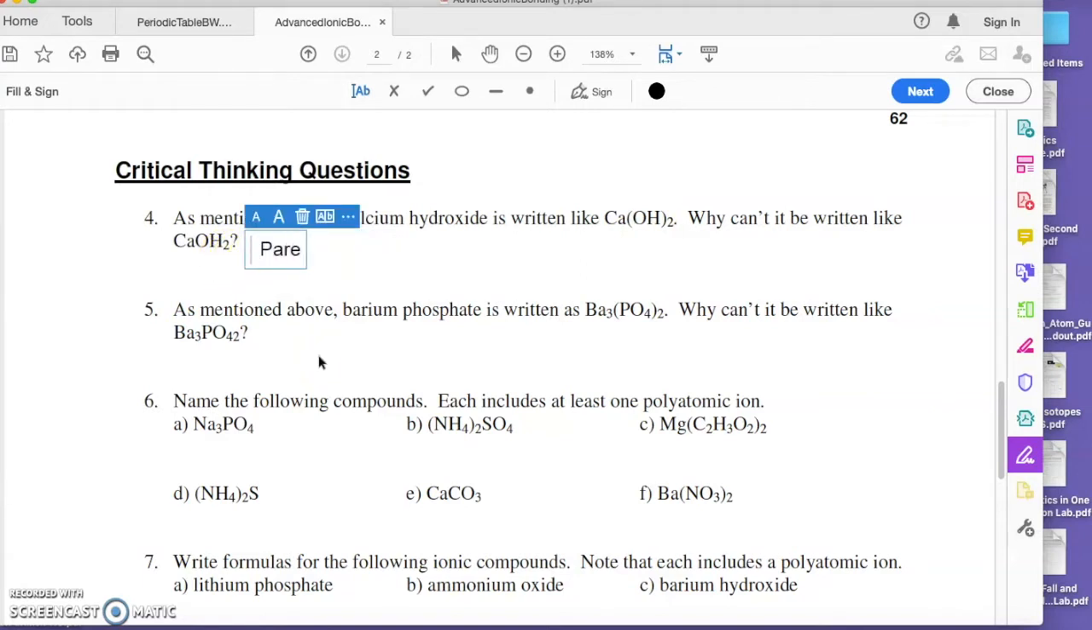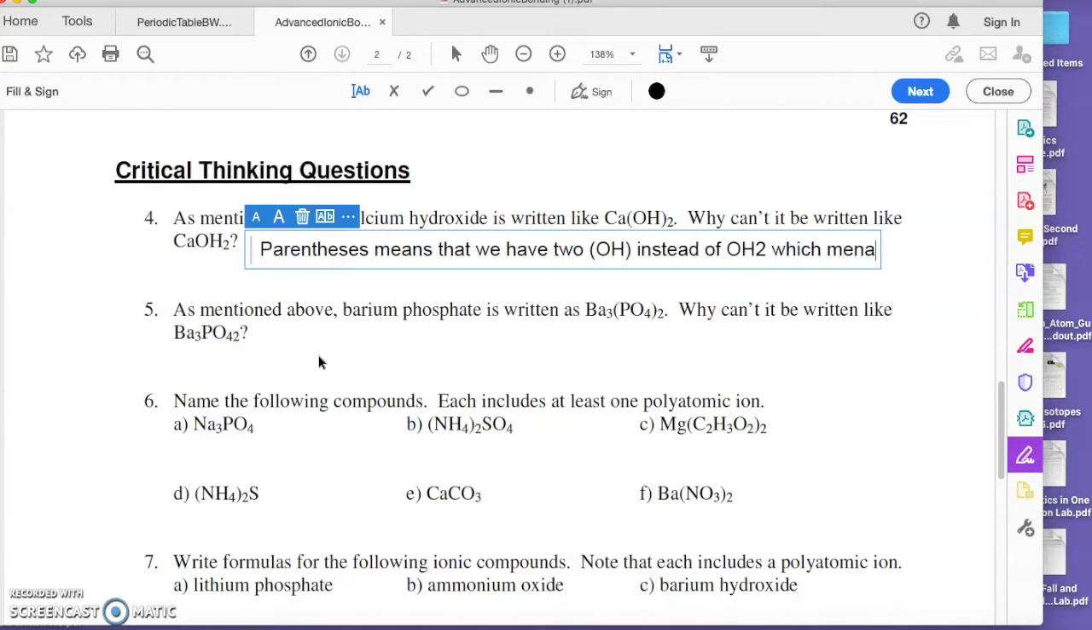So the parentheses means that we have 2 OH instead of OH2, which means one O and 2 H.